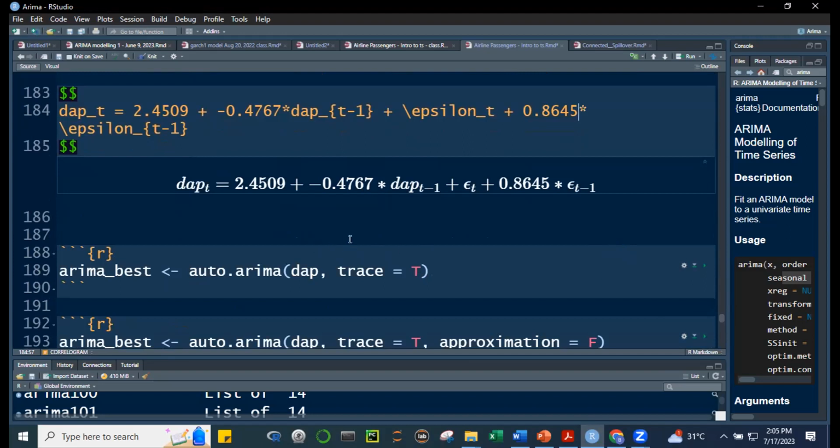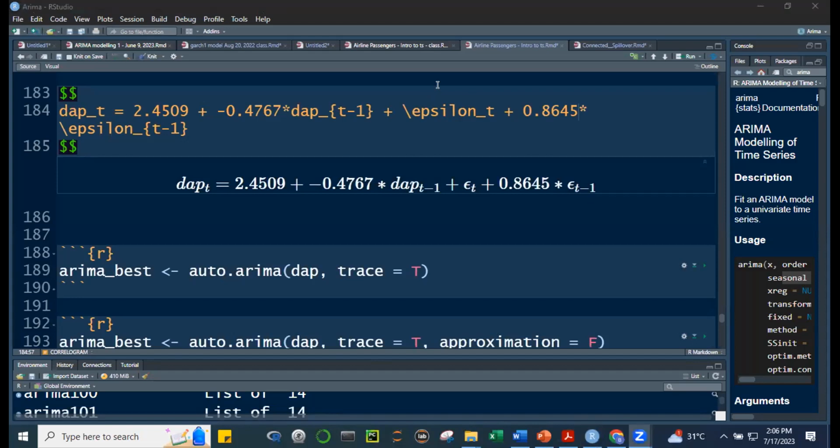Meron tayong lag 1 ni AR. We're modeling our time series based on lag 1 value of itself. And meron tayong lag 1 ng error term niya. Okay, let me pause for a while and allow you to catch up. And kindly chat, please, if you're able to follow along? Kung okay na, kung na-generate nyo na si ARIMA 11. Okay, good. Thank you.